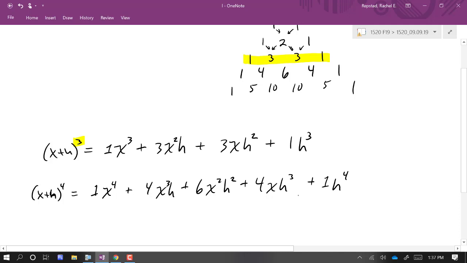Pascal's triangle, wow. Yeah, the subtraction. That's a really good question. If you have a subtraction, the signs end up alternating. It starts positive. Like if it was x minus h to the 4th.